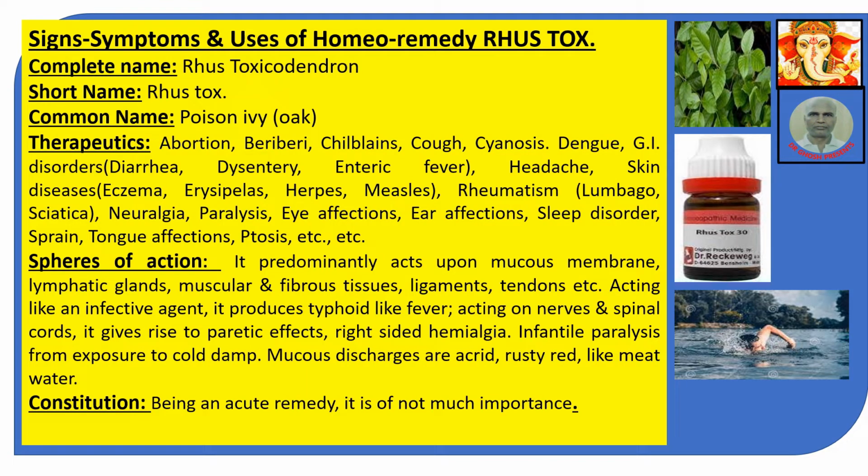Signs, symptoms and uses of Homeo-Remedy Rhus Tox. Complete name Rhus Toxicodendron. Short name Rhus Tox. Common name poison ivy or poison oak. This is the plant poison ivy. This is medicine, one of the specimen of medicine.